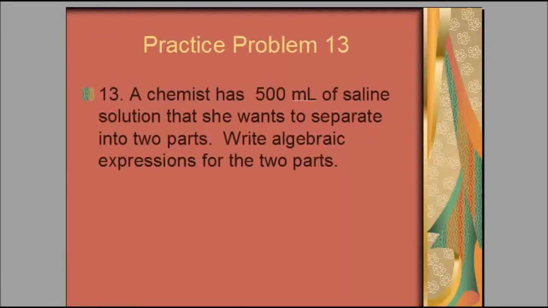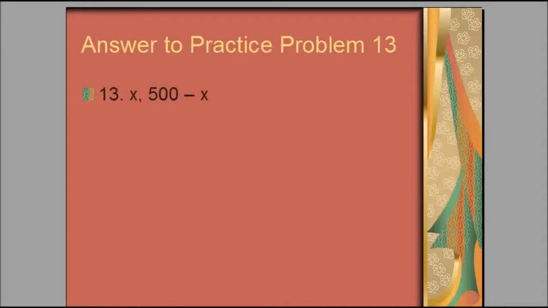Practice problem 13. A chemist has 5 milliliters of saline solution that she wants to separate into 2 parts. Write algebraic expressions for the 2 parts. The answers are X and 500 minus X. This is a good time to add that you will need this skill of dividing mixtures into 2 unequal parts when you do mixture problems.